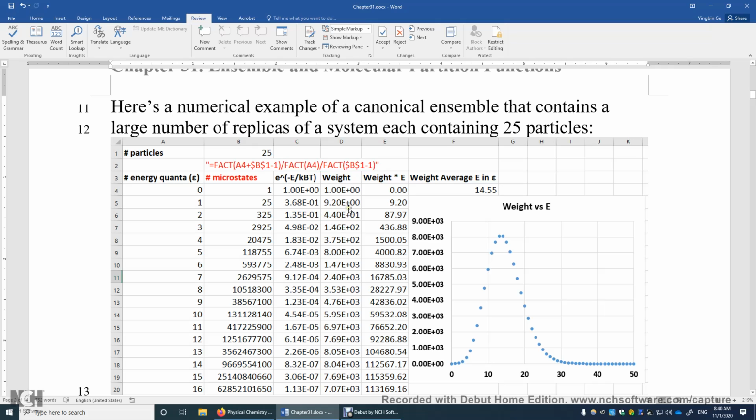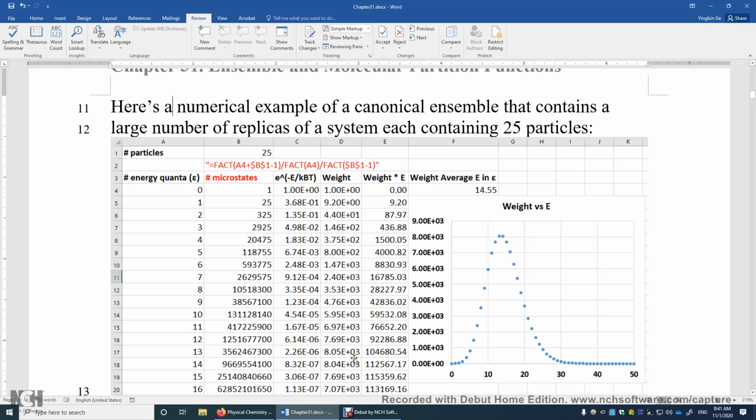Over here, this is 44. All right? So 3 energy quanta, 2,925 times this 0.0498, you get 146 here. So now you can see the number of microstates increases as the energy increases, and this Boltzmann distribution equation decreases as the energy increases. There are 2 factors going in opposite directions.